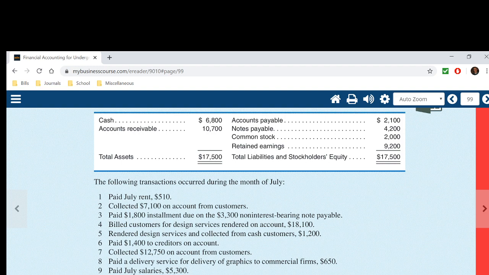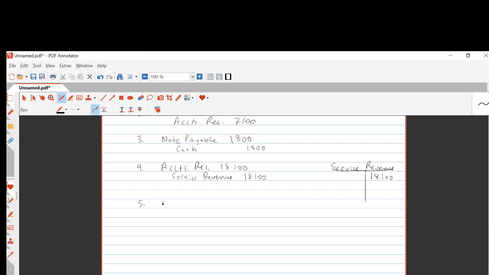Render design services and collected from cash customers, $1,200. So number 5, we've earned the revenue because we've done the services, but we're getting the cash right when we earn the revenue. It's not like we're sending them a bill and they pay us later. So service revenue goes up by $1,200. We'll credit service revenue for $1,200. And they pay us cash, so cash goes up $1,200. We'll debit cash for $1,200. So it's just like number 4, except instead of debiting accounts receivable, we debit cash.